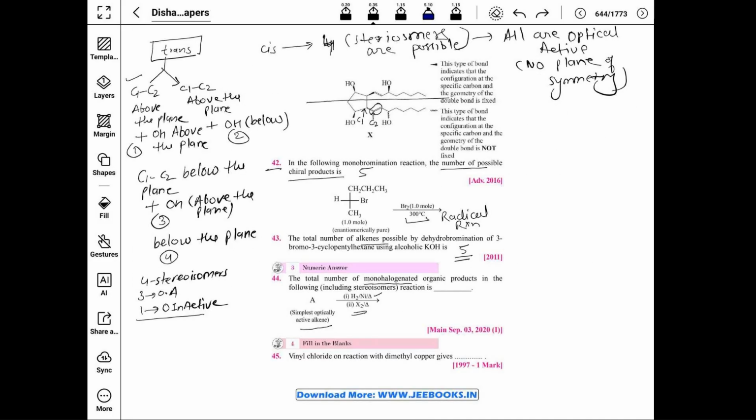Question number 45. Vinyl chloride on reaction with dimethyl copper gives? The dimethyl copper structure is this one. Remember, whenever carbon is bonded to a metal, it always carries a negative charge because the metal has electropositive character and therefore increases the electron density on the carbon. Hence, it can act as a nucleophile. Now, it reacts with the vinyl chloride. When it reacts with vinyl chloride, copper chloride will go away and methyl will come here to give CH2=CH-CH3.